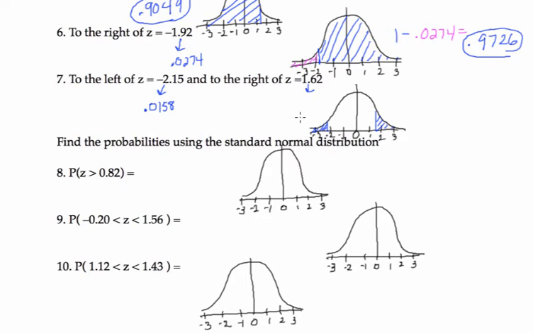The number from the table here, though, is the probability that you're to the left of that z-score. We want the right, so we're going to do 1 minus that. So this probability corresponds with this area, and this probability corresponds with this area. So I will add them together to get the total probability of being in those two areas.